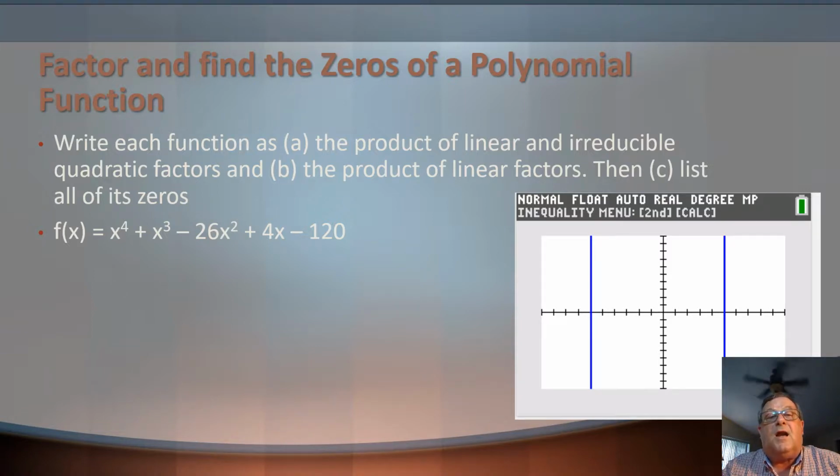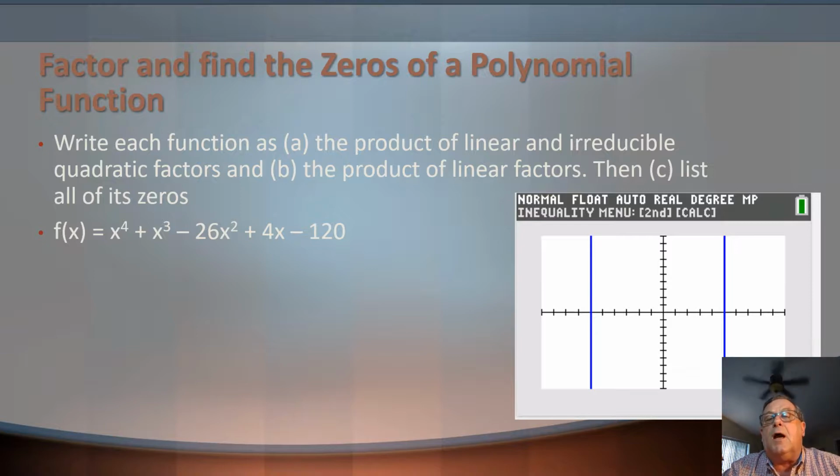Right, well, we've been finding lots of zeros for polynomial functions. Let's see. Well, what are we going to do here? Write each function as a product of linear x minus c in that form and irreducible quadratic factors. Now, what do we mean by irreducible quadratic factors? It means it's irreducible over the reals. I'm not sure that makes a lot of sense.